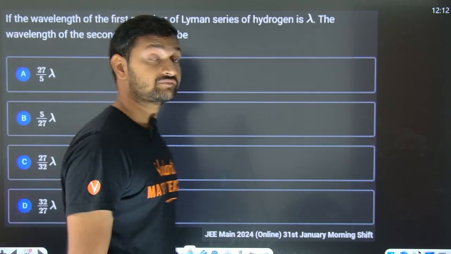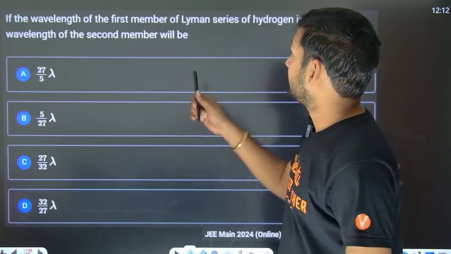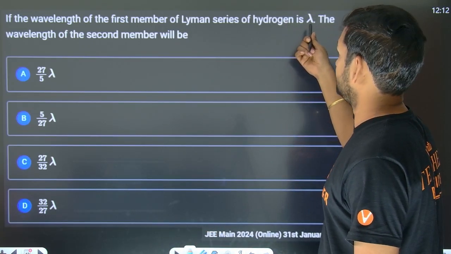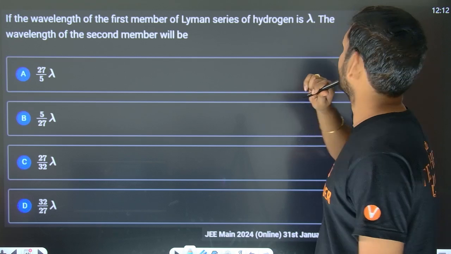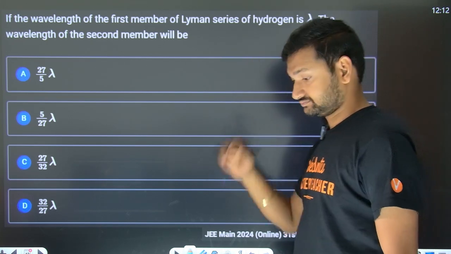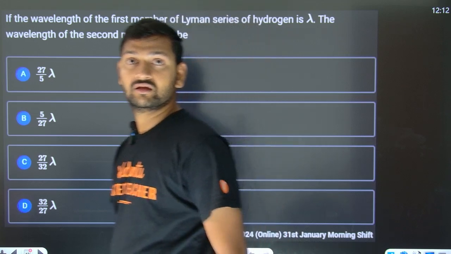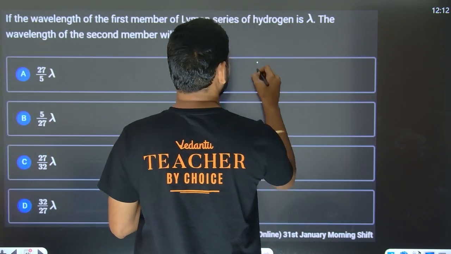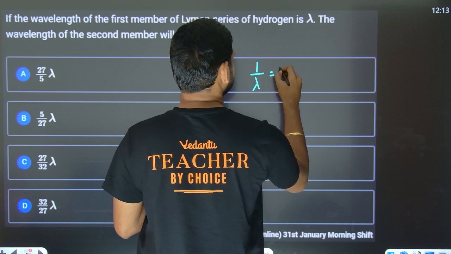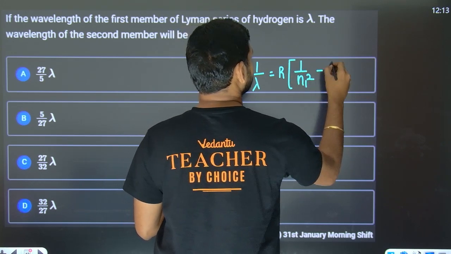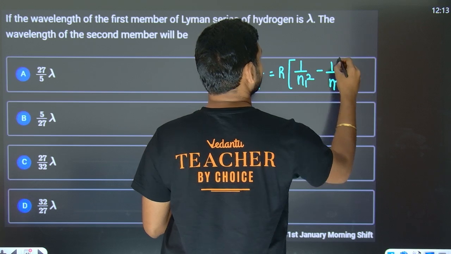Next. If the wavelength of the first member of Lyman series of hydrogen is lambda, the wavelength of the second member will be... see, this one, to be honest, I want to do it, but man, it is just a formula application. So I am leaving it to you.